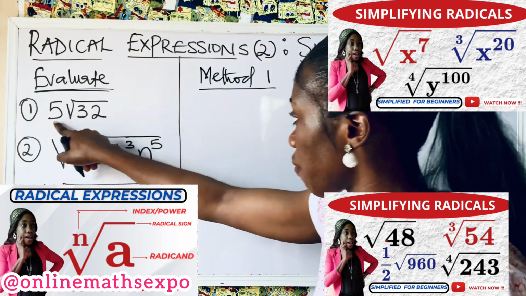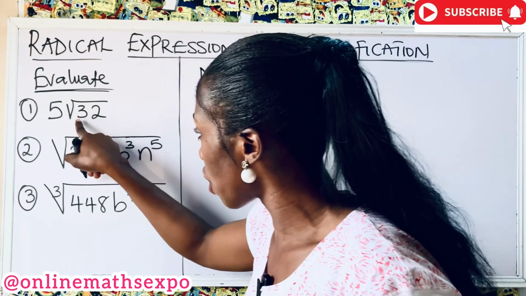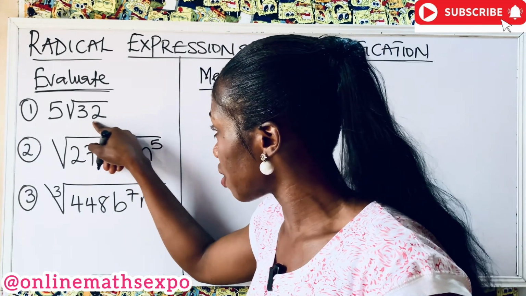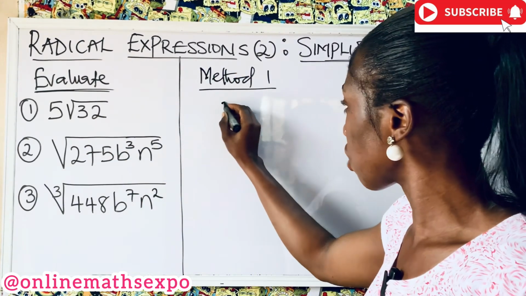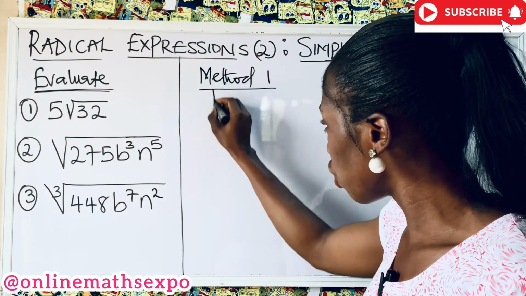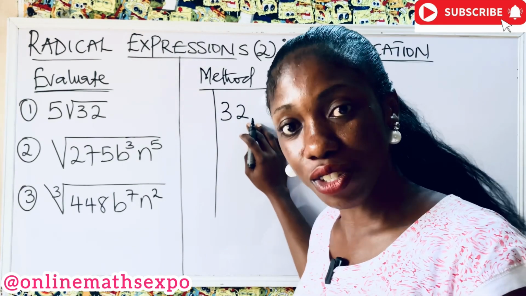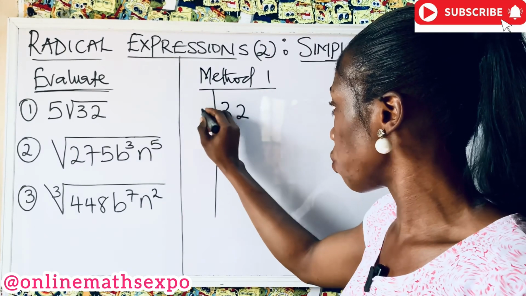What we have there is 5 root 32. Now, what you will do is bring out this radicand. Remember, we said that the value inside the radical sign is the radicand. So we are going to bring out 32. We are going to now divide. The last digit is 2, so 2 can divide it because it's even. So we're going to start dividing with 2.